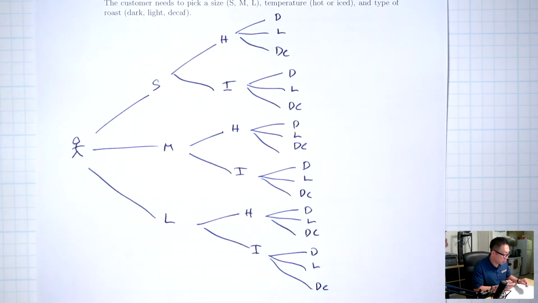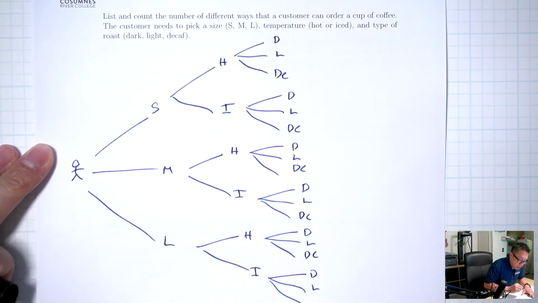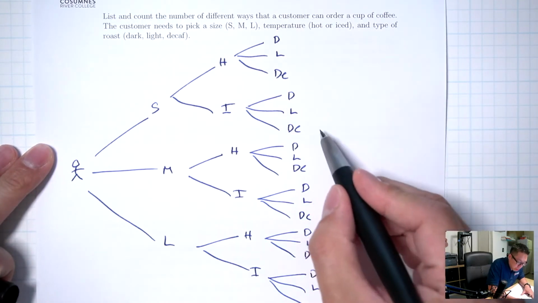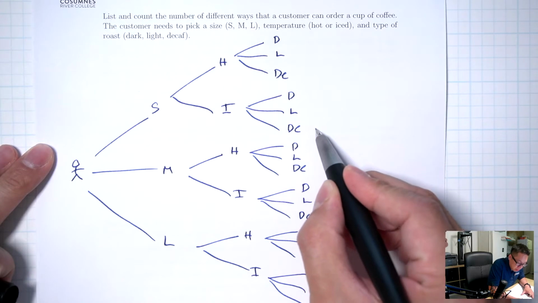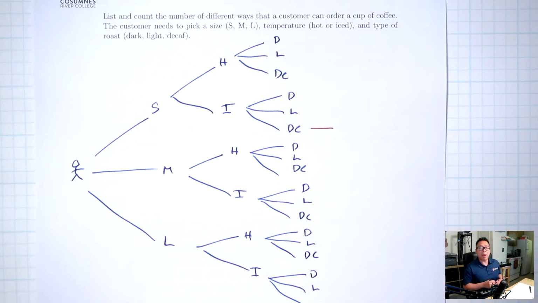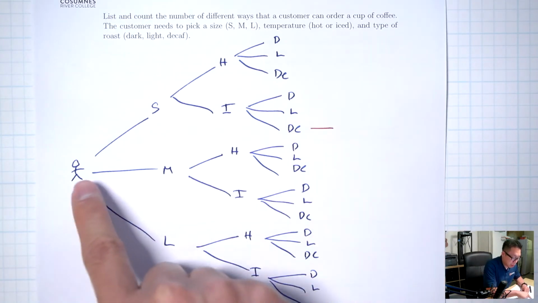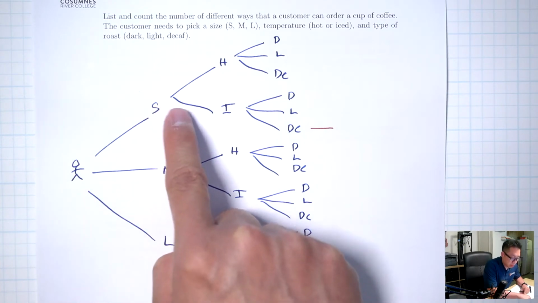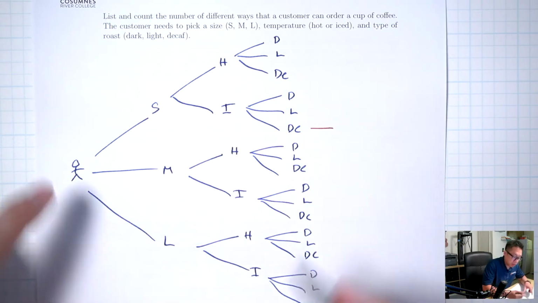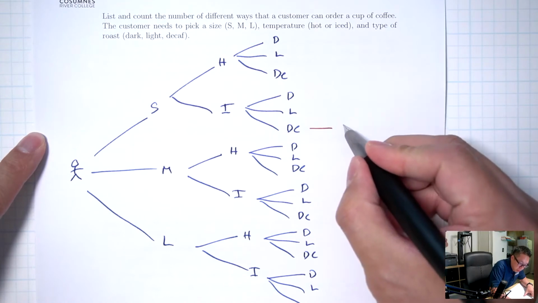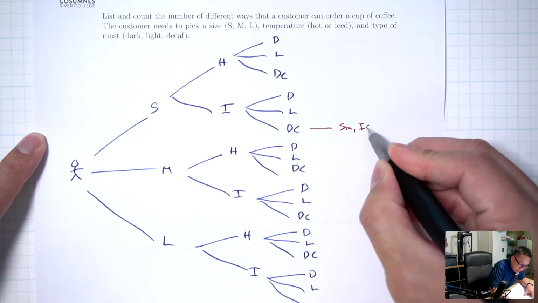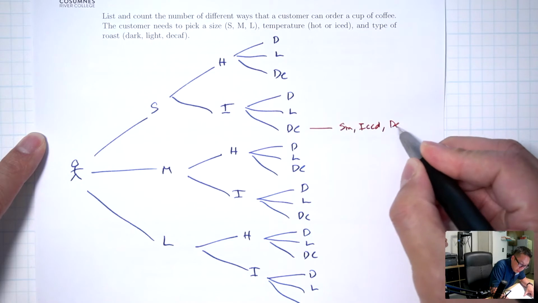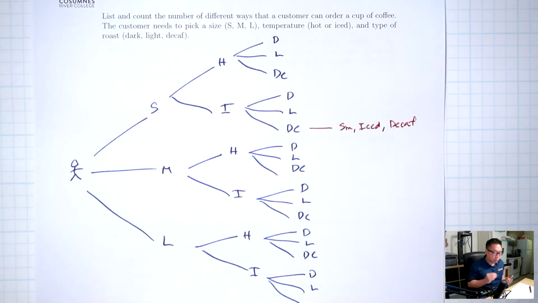And this actually represents all the possible ways that I can order this cup of coffee. Each path represents one way that I can order coffee. So for example, let's talk about this path right here. What does that path represent? That path represents a customer going small, iced, decaf, right? Okay, let's try another one.